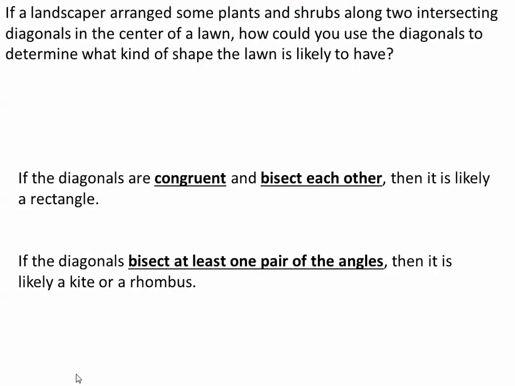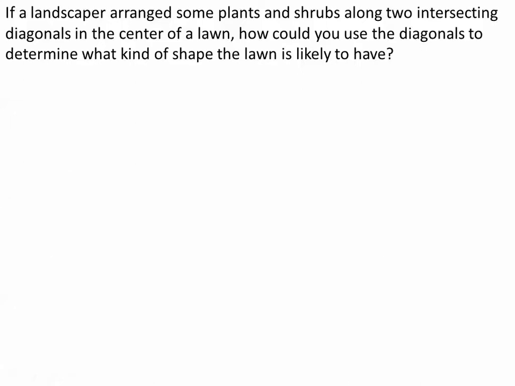Okay, so if a landscaper arranged some plants and shrubs, and look at that, my little things popped up when they weren't supposed to. Hold on. Okay, now if a landscaper arranged some plants and shrubs along two intersecting diagonals in the center of a lawn, how could you use the diagonals to determine what shape the lawn is likely to have? So I've got to reinstate my pen here because I had to fix my pop-ups.